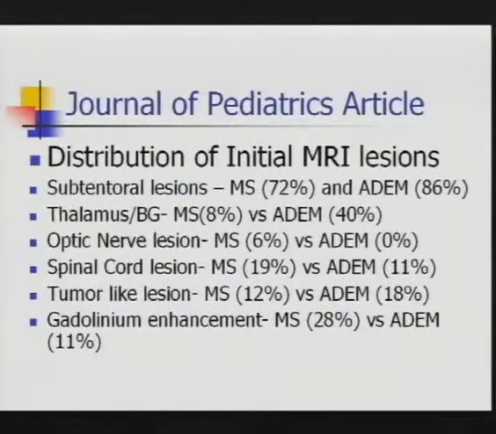The distribution of the MRI lesions, really only two things I want to point out here. First off, especially for the physicians or the residents who are here, when you see demyelinating lesions in the thalamus or basal ganglia in pediatric disease, it's usually ADEM for the most part, versus if you have gadolinium enhancement, it's usually multiple sclerosis. The other locations are scattered throughout and are not really that distinguishable.